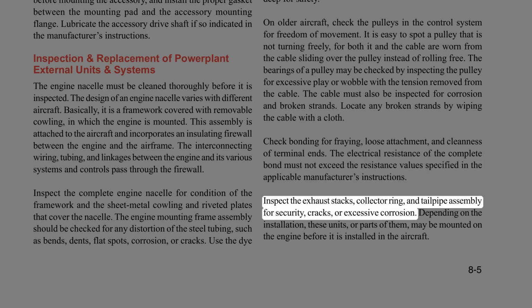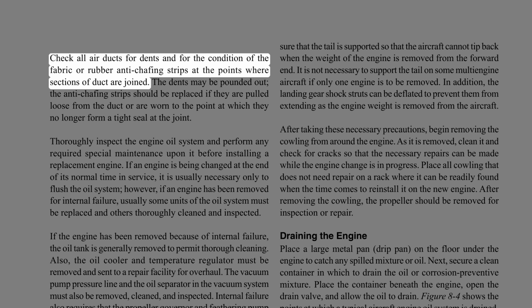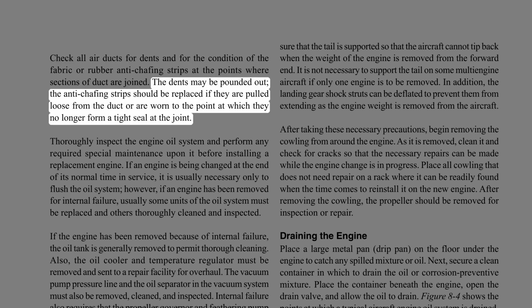Inspect the exhaust stacks, collector ring, and tailpipe assembly for security, cracks, or excessive corrosion. Depending on the installation, these units or parts of them may be mounted on the engine before it is installed in the aircraft. Check all air ducts for dents and for the condition of the fabric or rubber anti-chafing strips at the points where sections of duct are joined. The dents may be pounded out. The anti-chafing strips should be replaced if they are pulled loose from the duct or are worn to the point at which they no longer form a tight seal at the joint.